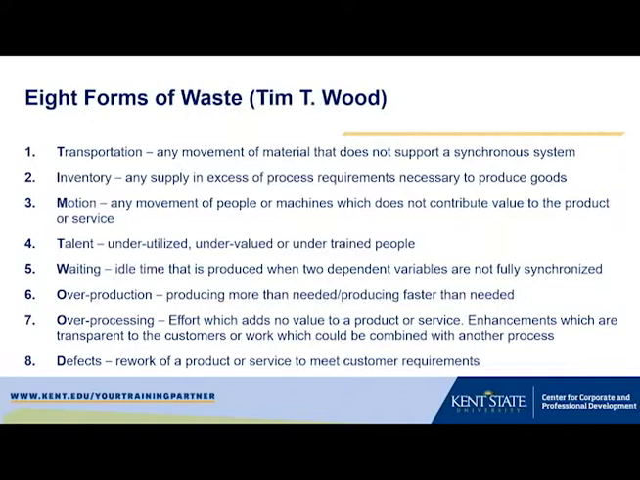So those are the 8 forms of waste. Some textbooks reference 7 forms of waste. The one that was not referenced initially was number 4, which is the talent or the people themselves. And in original lean thinking, it was almost taken for granted, and they actually realized that some people were overlooking that. So we put it in as a conscious 8th form of waste.